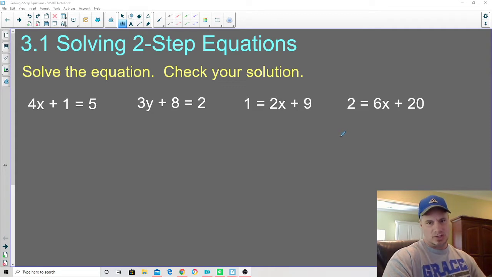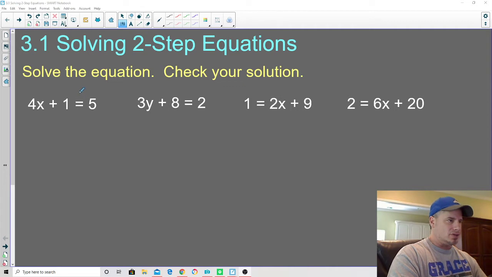But it does matter which step is first. So let's look at these. It's basically a bunch of examples and a word problem. We're going to go through and show you how to show your work and how to do the steps individually. So we're going to look at the first one, 4x plus 1 equals 5.